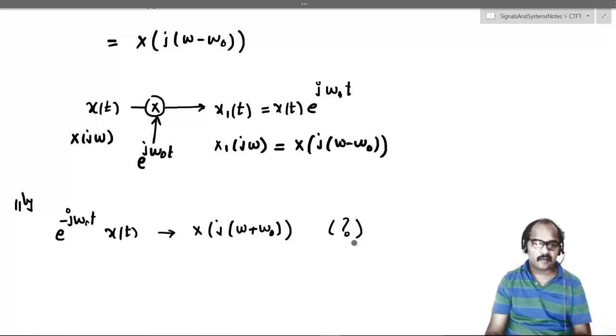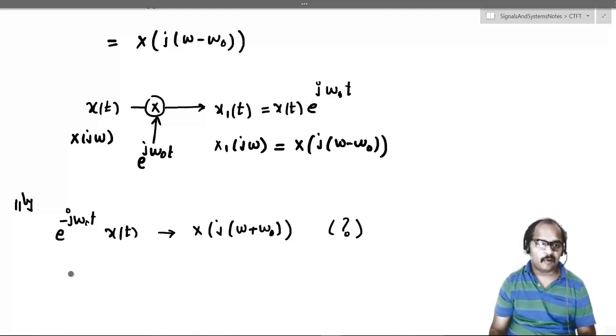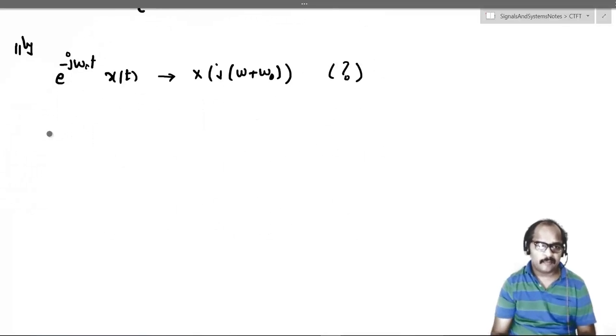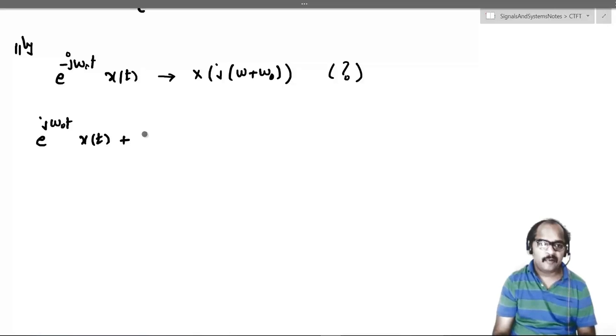As I put a question mark, you prove this as homework, just like we have done above. Now let us add these two fellows. What do I mean by that? So e power plus j omega naught t x of t plus e power minus j omega naught t x of t. So what will happen?